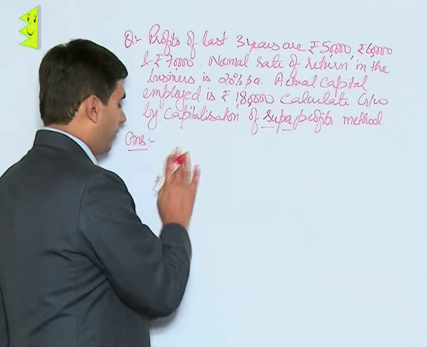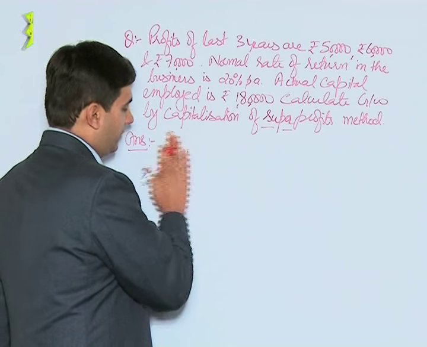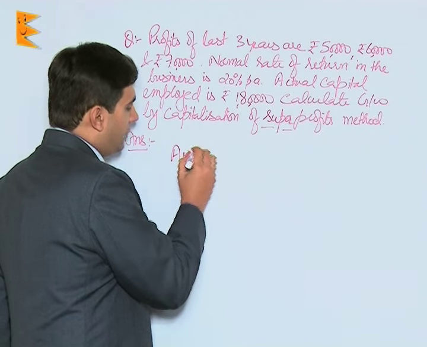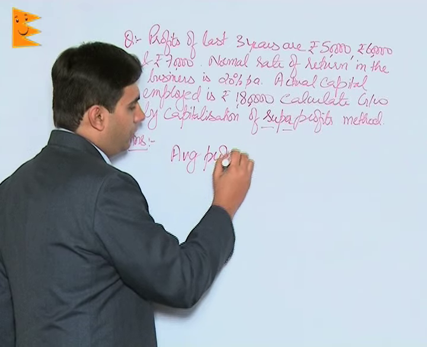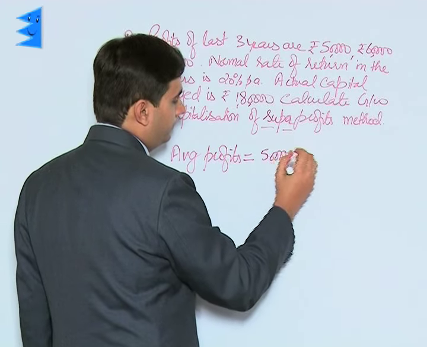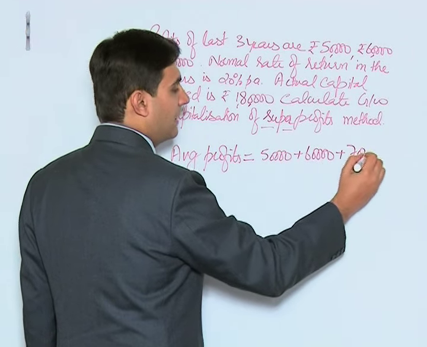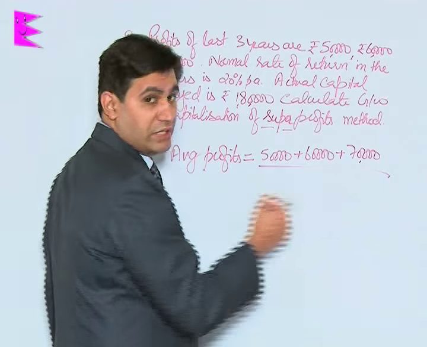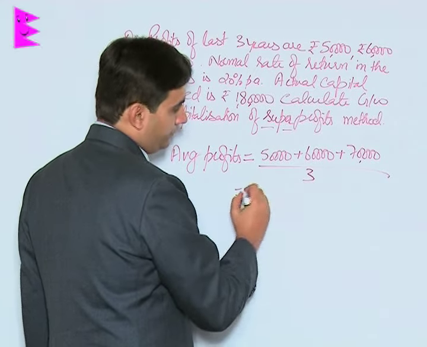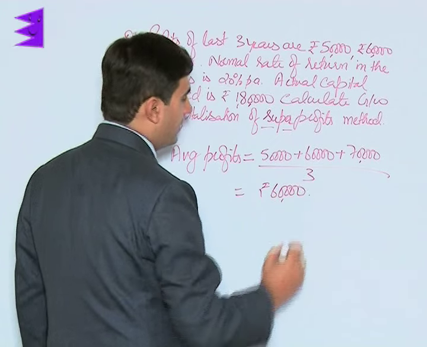Now students, the first step would be to calculate average profits. Average profits would be equal to 50,000 plus 60,000 plus 70,000, that is the profits that are given to us for 3 years, divided by 3. It comes to rupees 60,000.